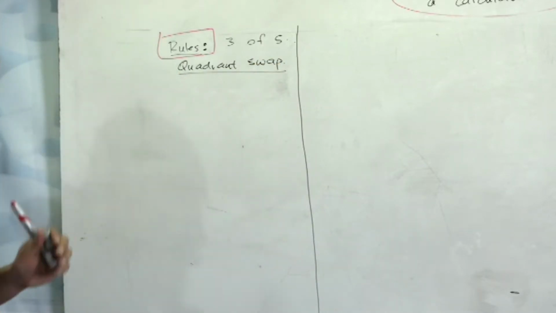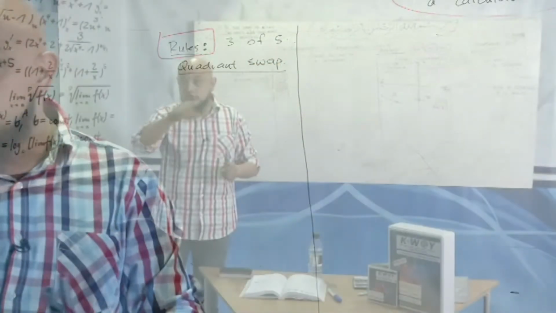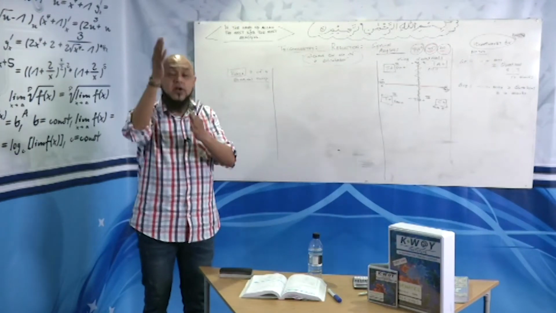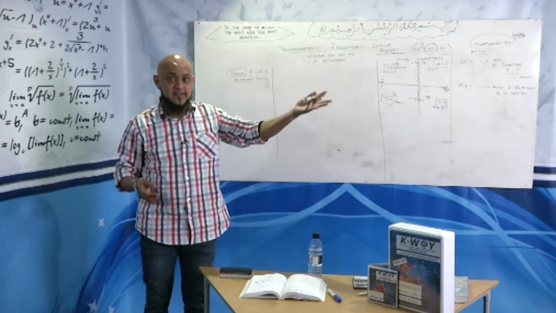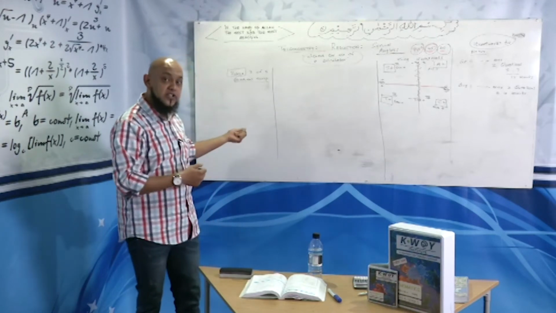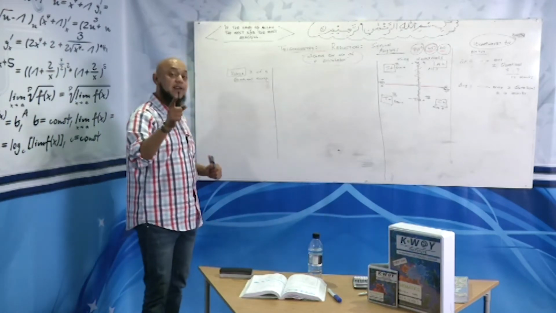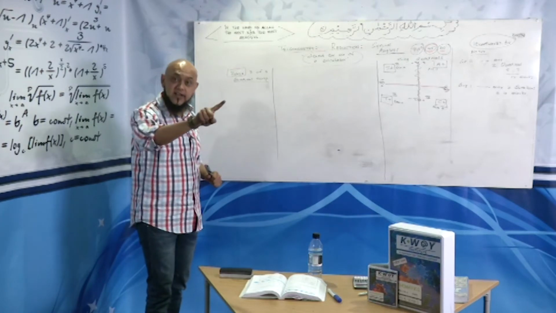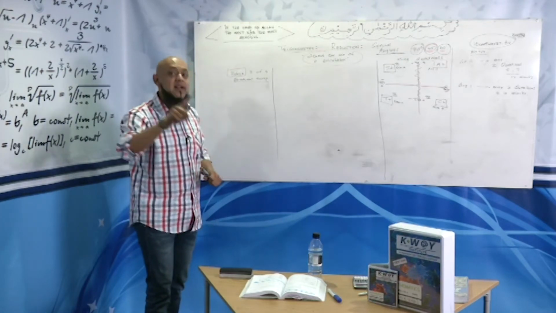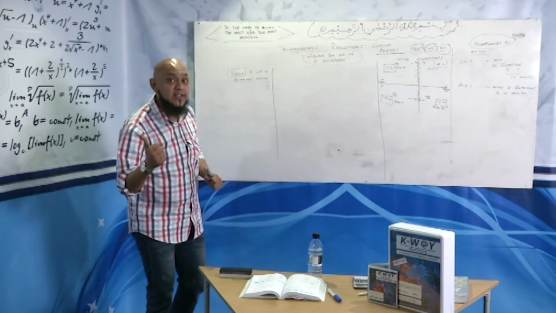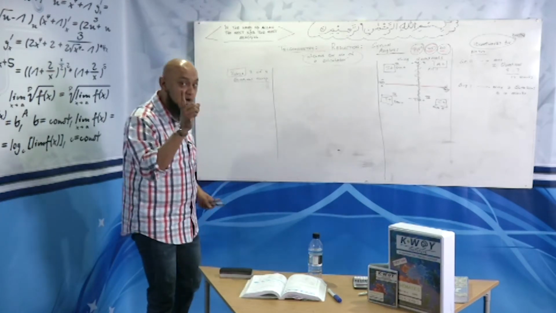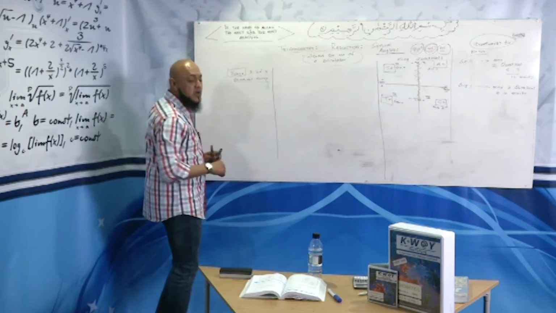So the first rule that we did was the quadrant rule, where I taught you which quadrant to use, either the 90 or 270 or the 180 and 360. The second rule that we did just before this was the negative angle. Sine of a negative angle is minus sine of the angle. Tan of a negative angle is minus tan of the angle. Cos of a negative angle is positive cos of that angle. We now go on to the quadrant swap.